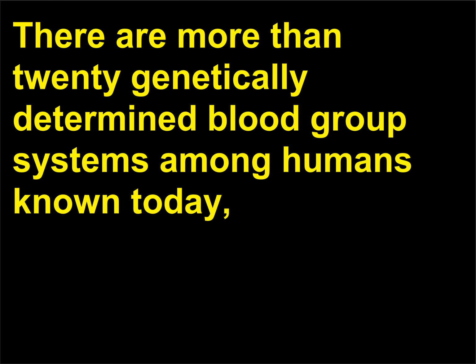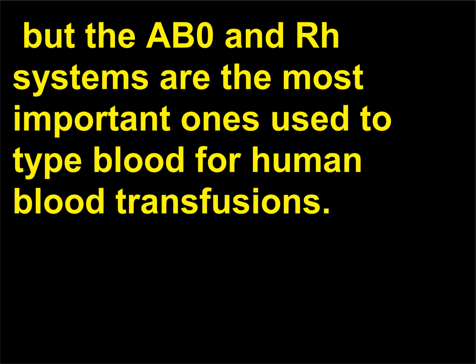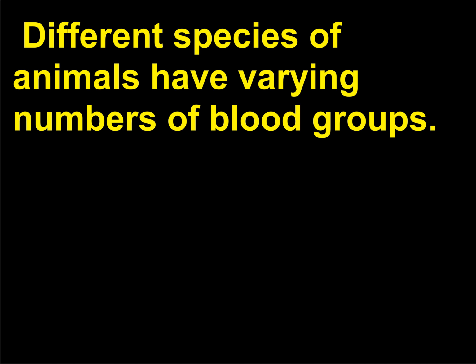What are blood groups? There are more than 20 genetically determined blood group systems among humans known today. But the AB0 and RH systems are the most important ones used to type blood for human blood transfusions. Different species of animals have varying numbers of blood groups.